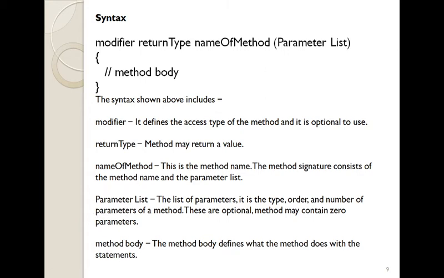The method signature consists of the method name and the parameter list. The parameter list means the list of parameters, or arguments. It is the type, order and number of parameters of the method. These are optional; a method may contain zero parameters. The next is the method body. The method body defines what the method does with the statements. So this is the general syntax of how to create a method.